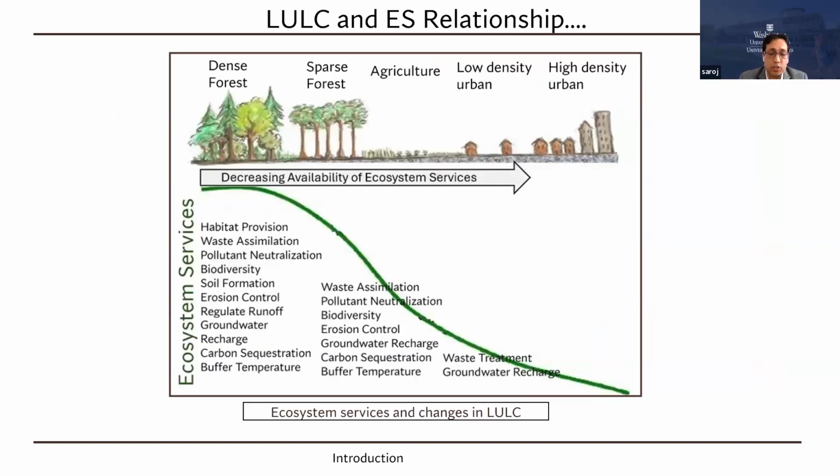Land use land cover is so closely associated that as one land cover changes into another, its related ecosystem services change. Most of the time, the change is negative, a decrease in services, both in quality and quantity. In the figure, you can see if you move from dense forest to a high-density urban area, in a dense forest you will get a range of services, and as you move away from it, you'll see a declining trend of those services.